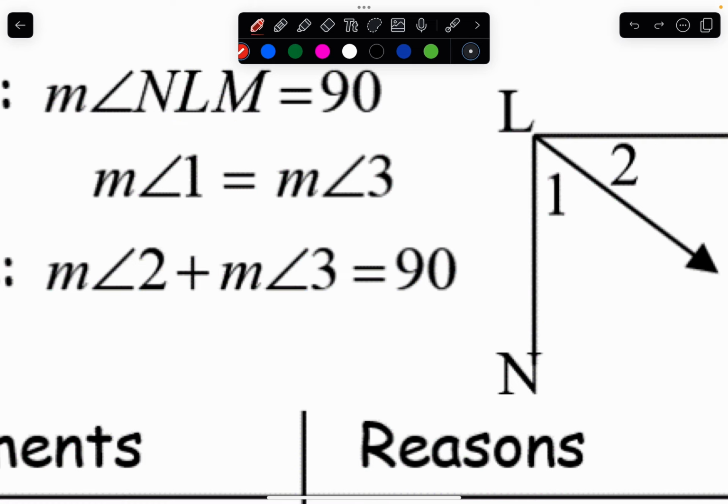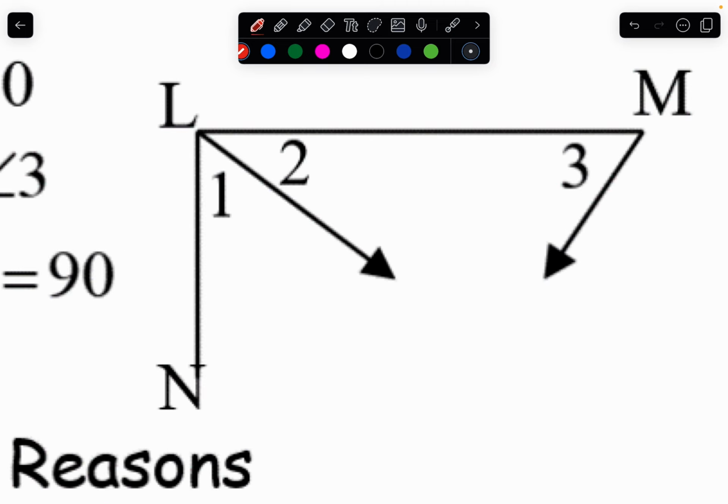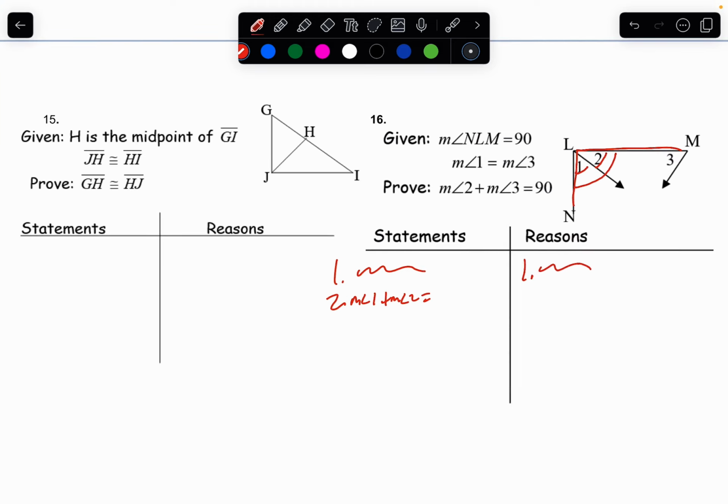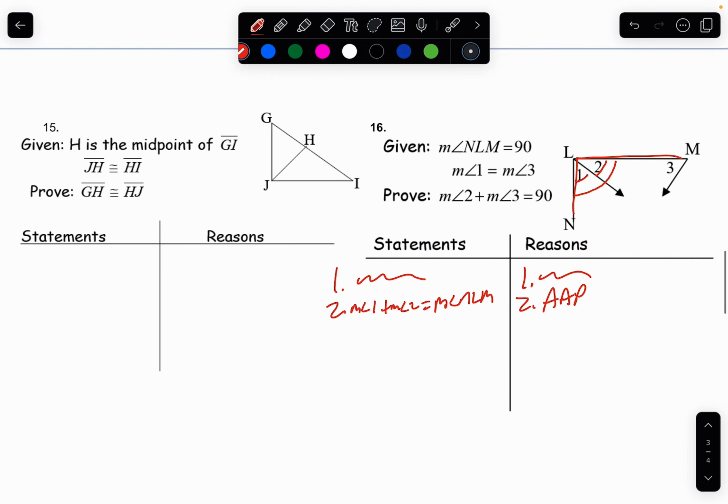You have to write an equation about the picture. Angle 1 plus angle 2, what do they equal? It's 90? No! There's no 90 in this picture. What does it equal? 1 plus 2 equals the entire angle NLM. That's what it equals. And that is angle addition postulate. So segment plus segment, segment addition. Angle plus angle, angle addition postulate.